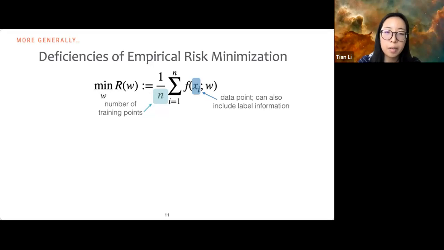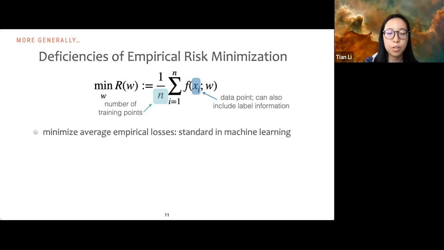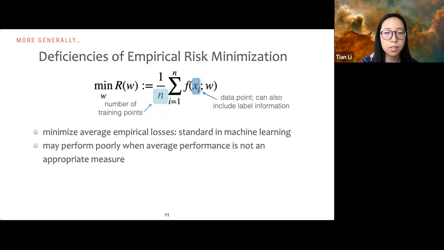Okay. So this is an ERM objective for general machine learning, and there are N training samples, and then Xi is the data point that can also include label information, and then W is the model that we want to fit. And so minimizing this average empirical loss is very standard in machine learning because it has nice statistical properties, but it may perform poorly when the average performance is not an appropriate measure. Which means that when the training and testing distributions are not the same, if we just minimize this empirical loss over the training data, the test performance may be bad.